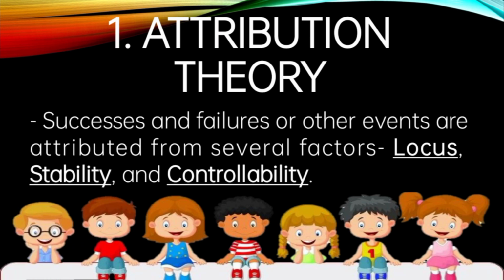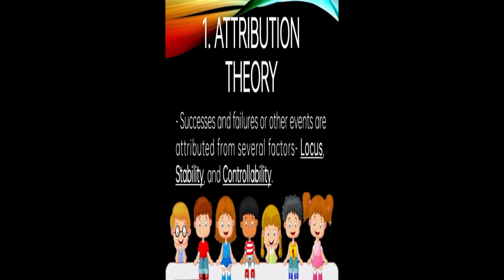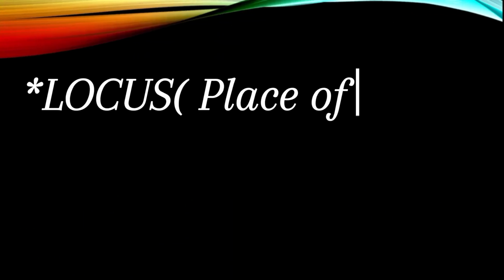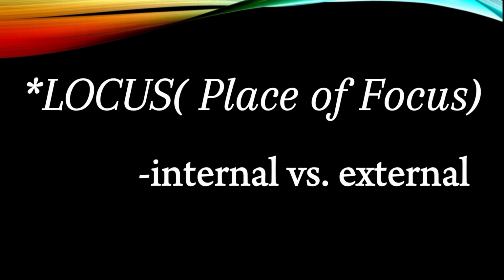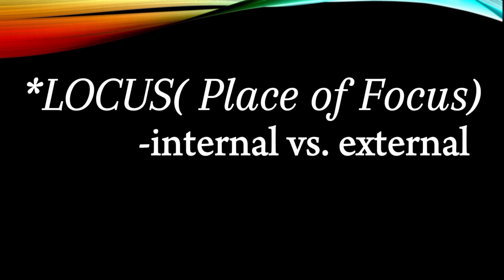In this, theorists believe that motivation is being influenced by attributions, internal or external factors, and these can be classified into 3 types: locus, stability, and controllability. So, locus, or the place of focus, is the type of attribution to motivation that might be from the internal or external factors.